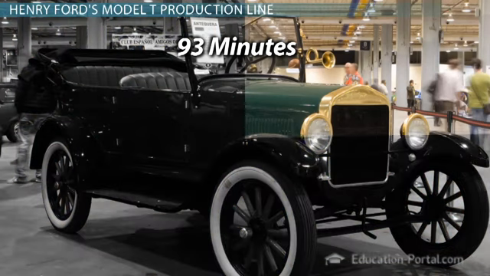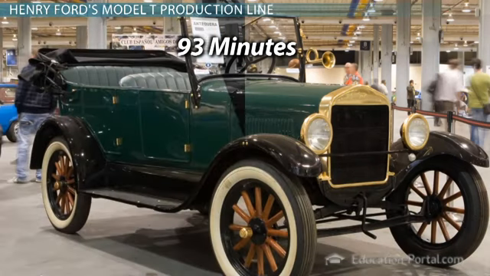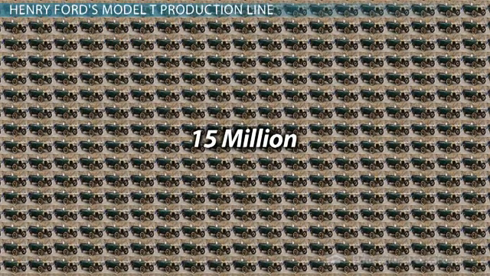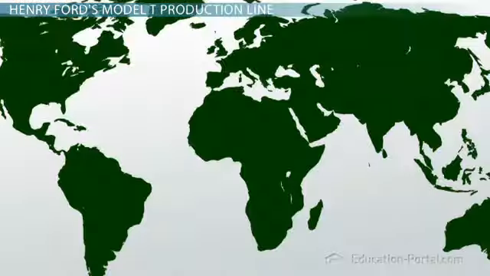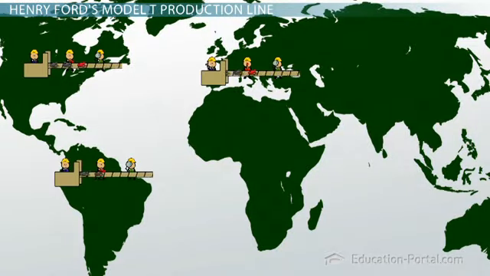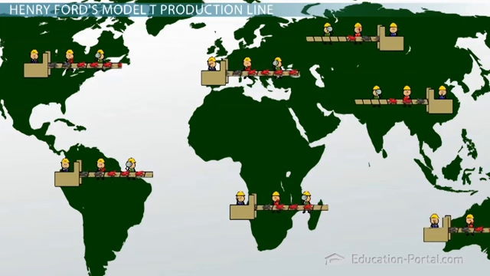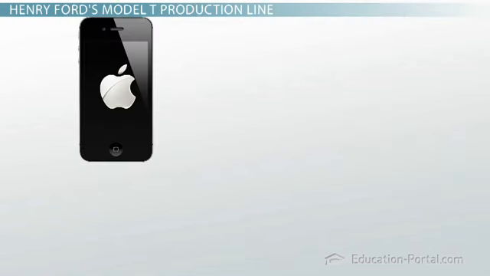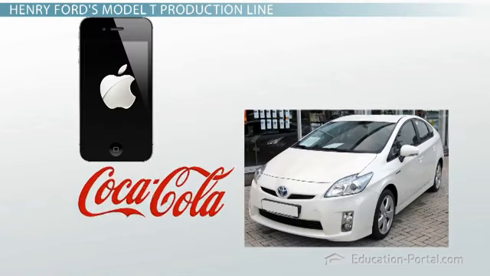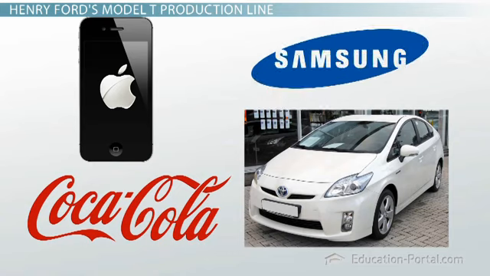In fact, from 1908 through 1927, approximately 15 million Model Ts were produced using the assembly line that Ford designed. Ford's assembly line method quickly spread to numerous manufacturing operations around the world and is still in use today. I am sure many of you can think of several products that you own that were produced using the assembly line.